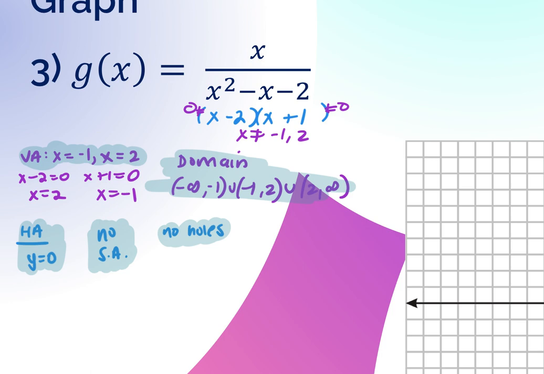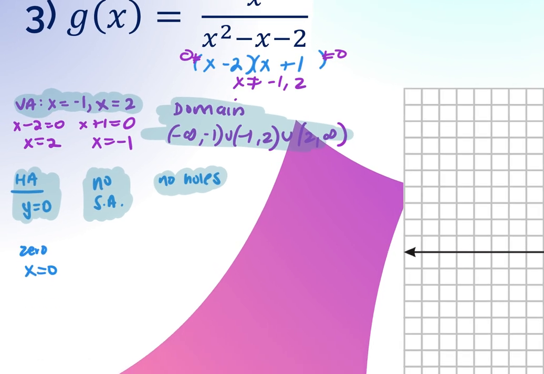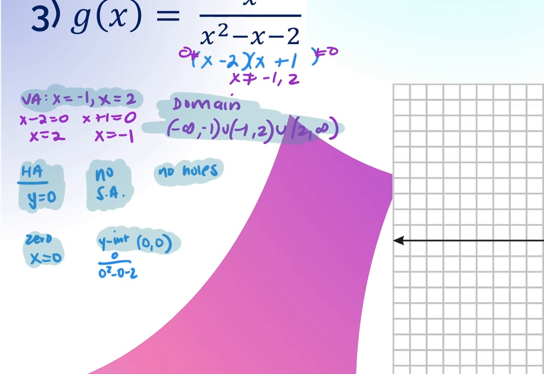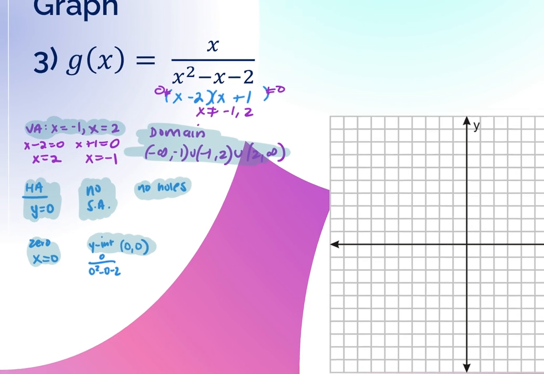Then I want to get my zeros. So I set my numerator equal to 0. x equals 0 means that's where it's going to cross the x-axis. Y-intercepts, I plug 0 in for x. So I get 0 over 0 squared minus 0 minus 2. And it's 0, which is consistent with the x-intercept, or the zero we found. Because if it's 0, then it also has to be a y-intercept.